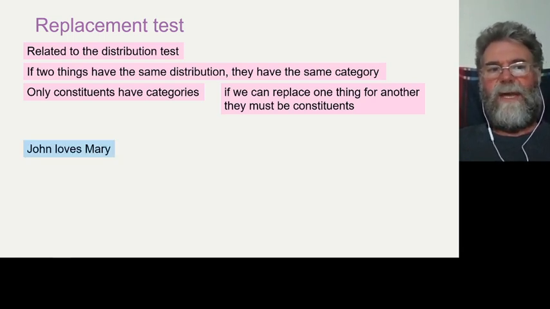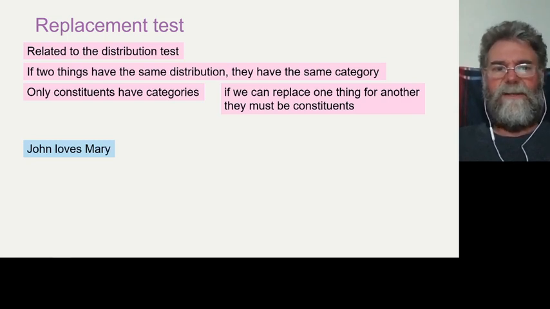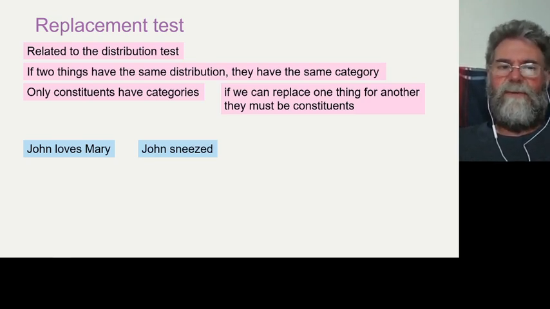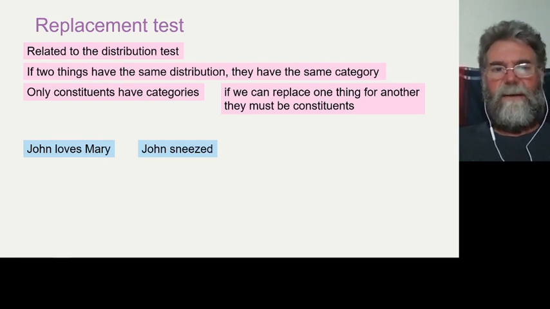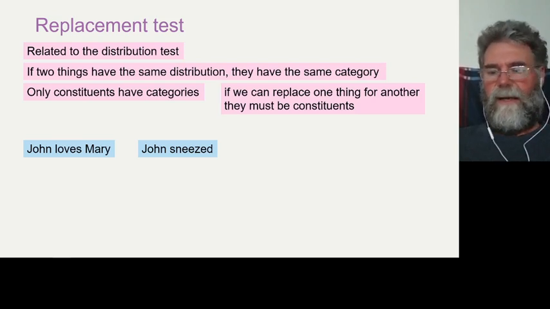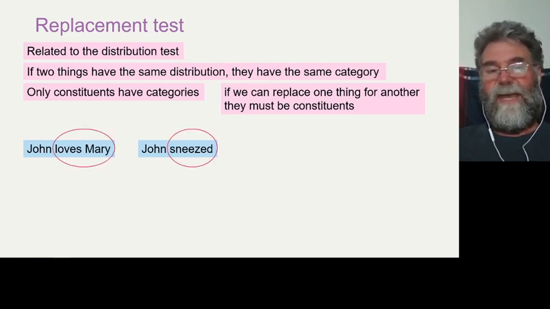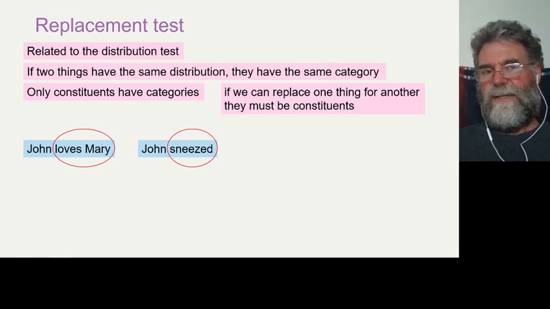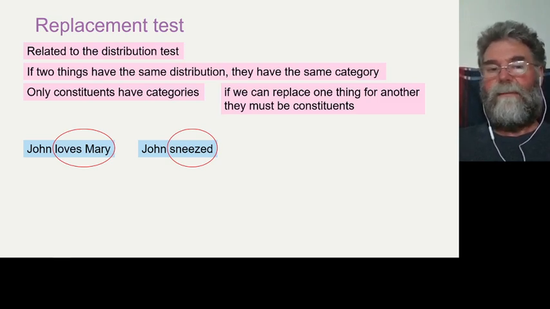Let's have a look and see how that would work. Let's take our sentence, John loves Mary. Now we can have another sentence, John sneezed. Both sentences are perfectly good, but as you can see, what we've done is we've taken loves Mary and replaced it with something else, sneezed. Just a single verb here. That is, these two things have the same distribution because they have the same category. Loves Mary is a VP, and an intransitive verb all by itself can be a VP.